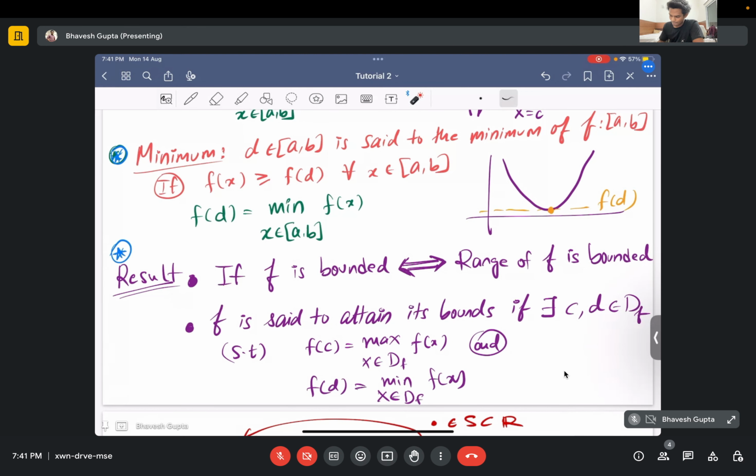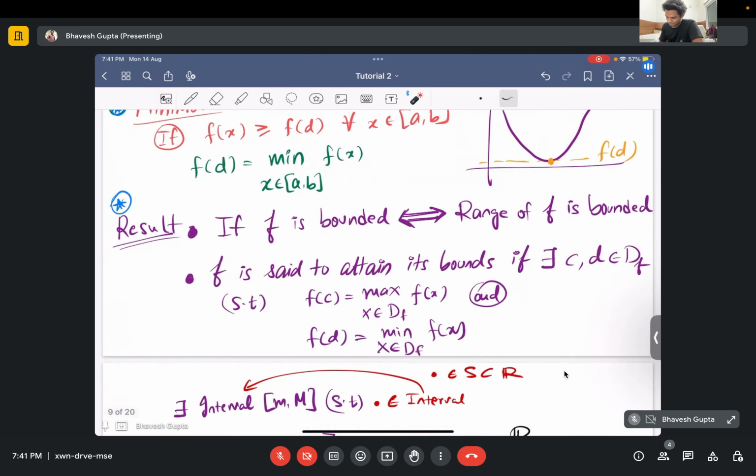Okay, and we say that the function is set to attain its bounds if there exist c and d, basically the point of maximum and the point of minima, right? Global maxima, global minima. I mean those values of x for which we have the best possible outcomes, best in the sense of maximum and minimum, right?